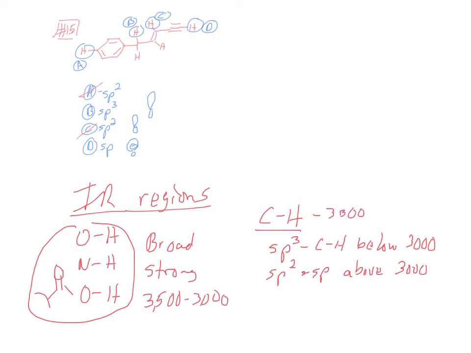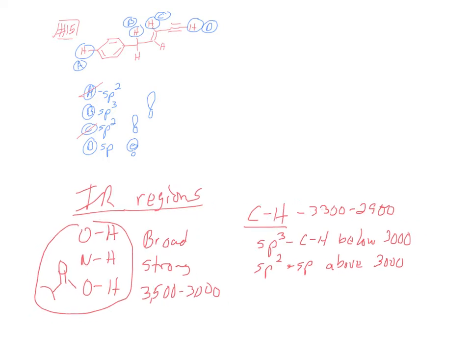So if you don't have anything above 3,000 in that little CH region, which is around 3,300 to 2,900, you have no sp2 or sp CHs, which is important to know because could you have a benzene ring with CHs if nothing was above 3,000? No, right? So you can eliminate answers this way really fast and easy. Anything below 3,000 could be an sp3 CH. Anything above has to be sp2 or sp. So if they're not there, you don't have them.